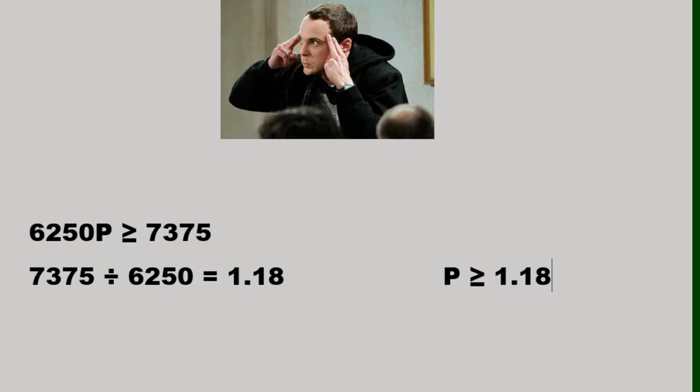So the inequality in this equation would be 6,250p is greater than or equal to 7,375. And the 1.18 is the amount of money it would cost for one donut if you want to break even. Hope this made sense. See you in the next question.